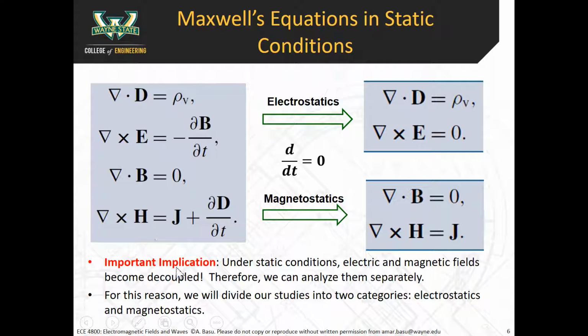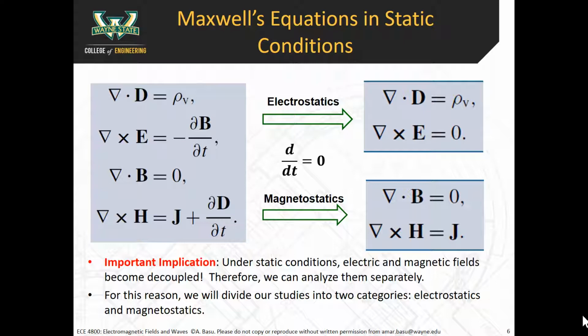Del dot B is equal to 0. And the last one, del cross H is equal to J plus dD/dt. Now, in statics, we ignore this last term, and we're left with del cross H is equal to J. What does that tell us? What's your intuition based on your knowledge of curl?